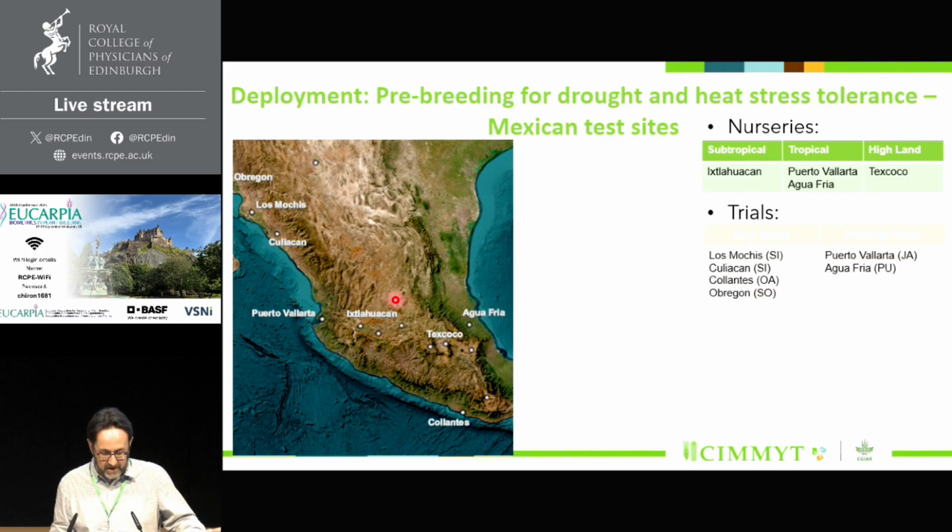We do test in other countries later, but this is all done in different sites in Mexico that are good for different kinds of heat, dry heat, humid heat, for example. These are the drought sites. And these are the nurseries where we develop the material and where we're testing the stresses as well.